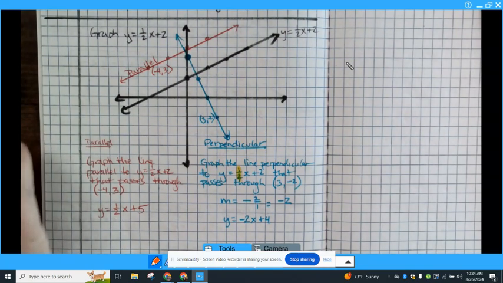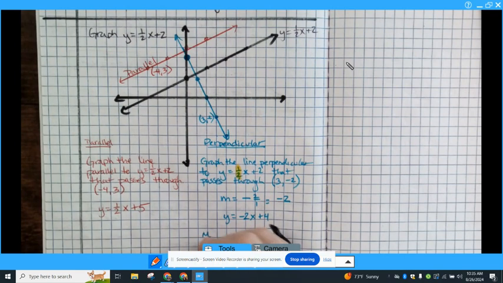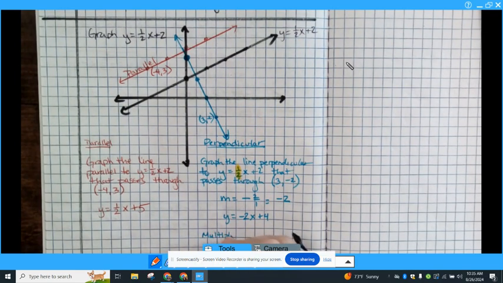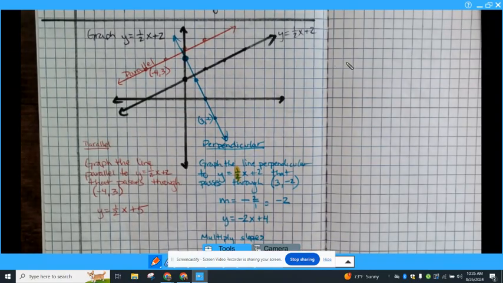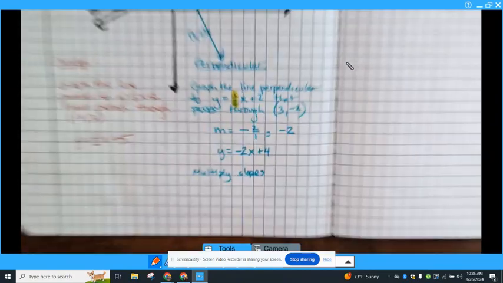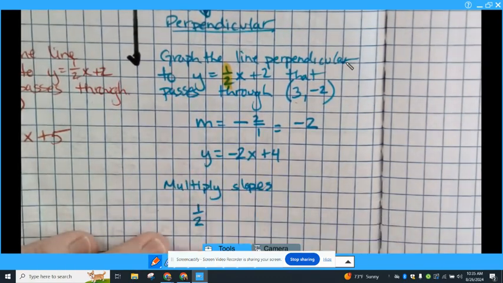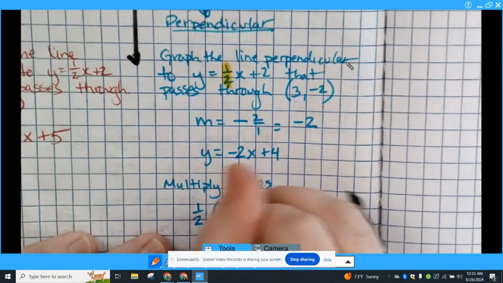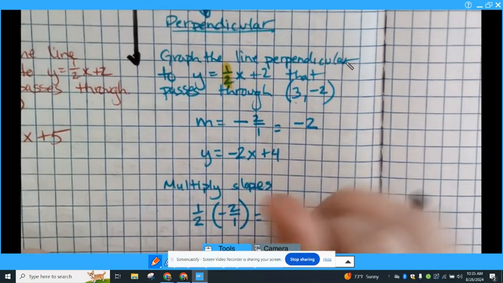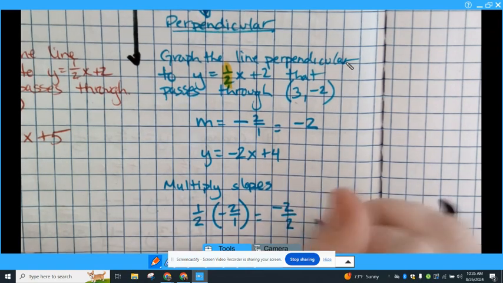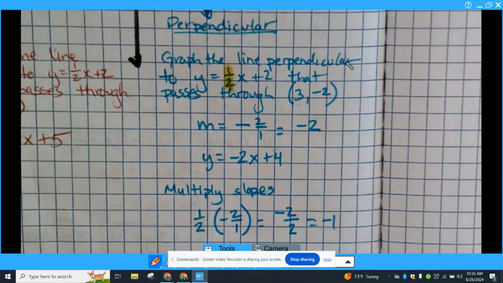If I was to try multiplying the slopes, I could do that real fast. So multiply slopes. I'm going to zoom in. 1/2, the original, times its perpendicular. Multiply straight across, -2 over 2. Your slopes will always multiply to -1. Their product will always be -1.